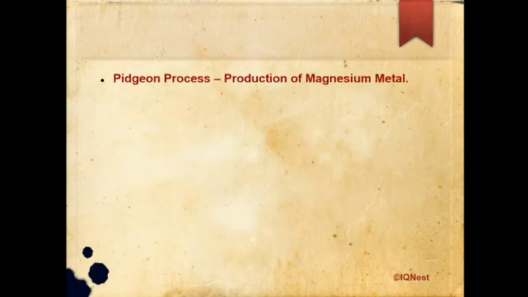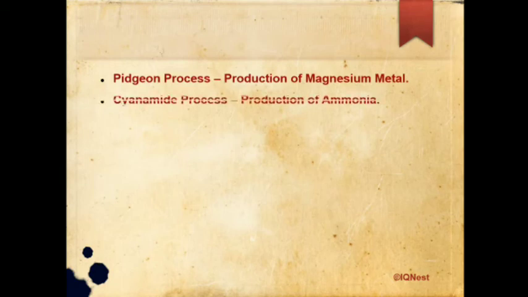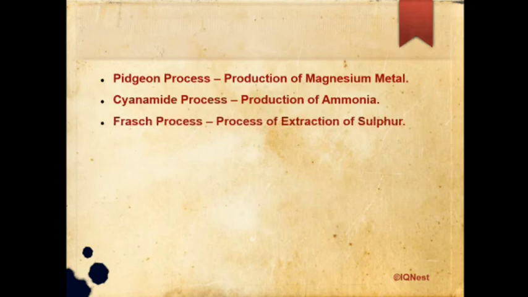The next process is the Pidgeon process. So what is the Pidgeon process? This is used for the production of magnesium metal. Next is the cyanamide process. So what is the cyanamide process? This is used for the production of ammonia. Next is the Frasch process. So what is the Frasch process? This process is used in the extraction of sulfur.